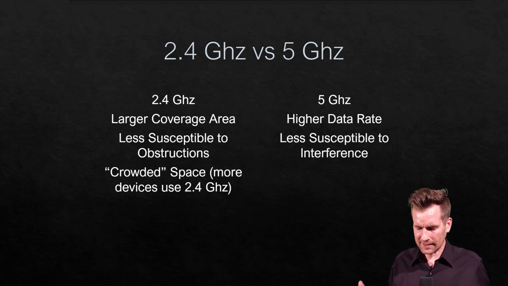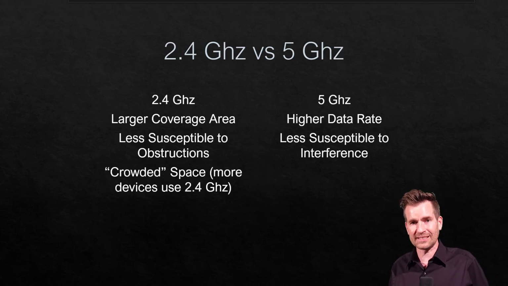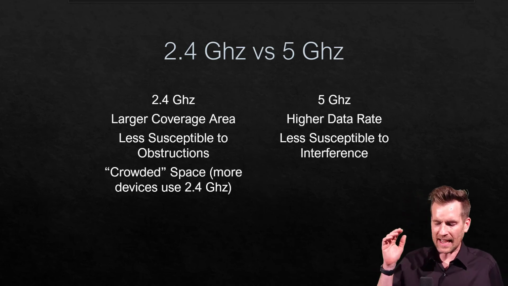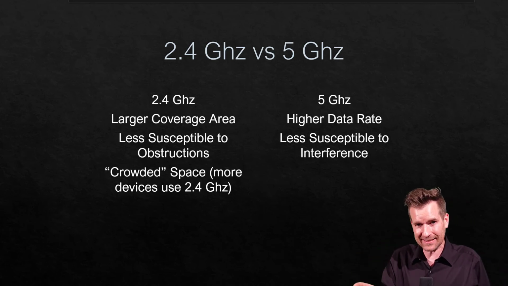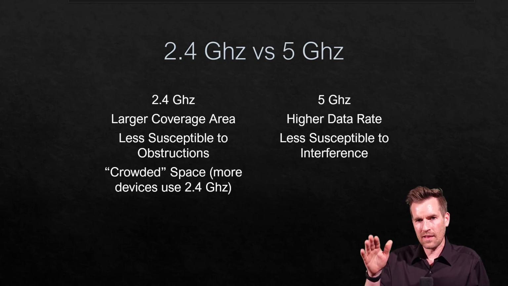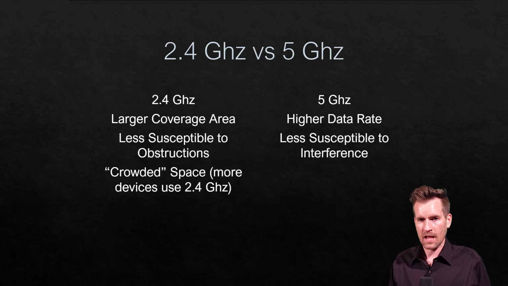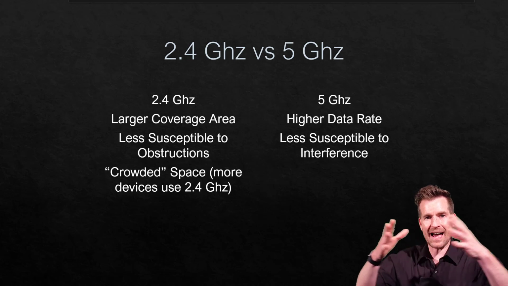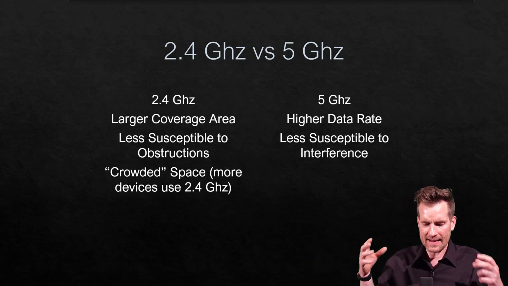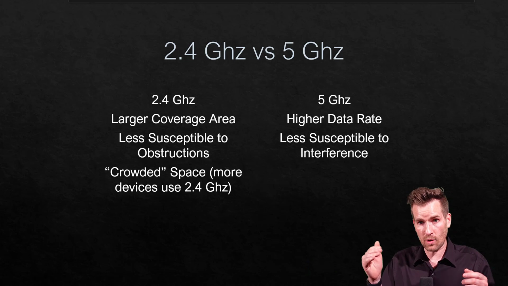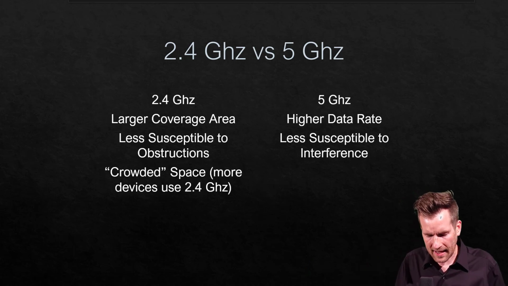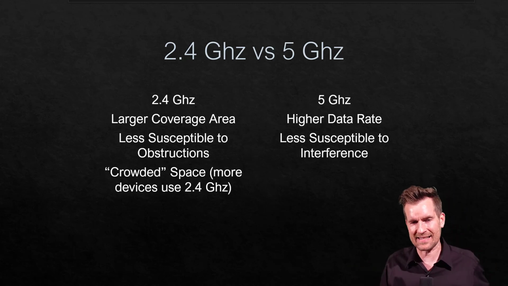All right, so let's do a little comparison here between 2.4 gigahertz versus 5 gigahertz. 5 gigahertz has a higher data rate, and it's actually less susceptible to some interference. So there are fewer frequencies that will interfere with this frequency. However, it doesn't do as well with obstacles. So 2.4 gigahertz has a larger coverage area and is less susceptible to obstructions, things like walls, and it's a very crowded space, which means that there are a lot of devices that use that 2.4 gigahertz frequency.